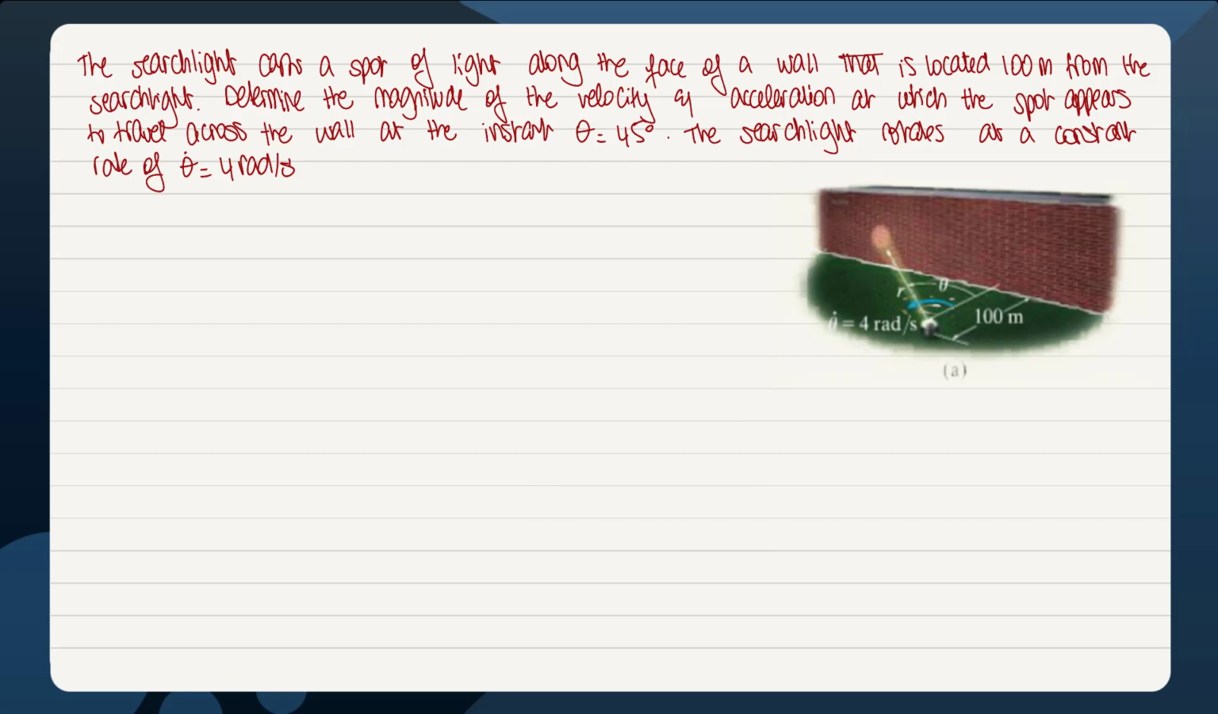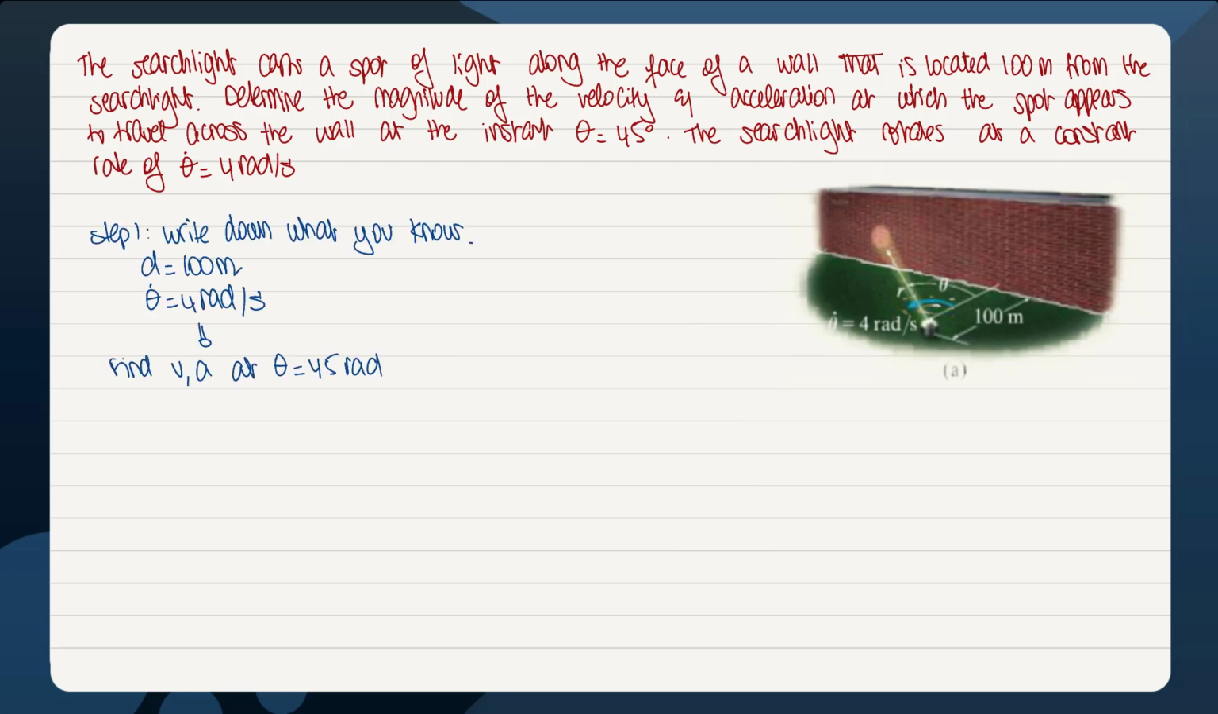In step 1, we need to write down what we know first. So we have the distance, d is equal to 100 meters. We have theta dot is equal to 4 radians per second. And we know that we're dealing with the transverse and radial framework, in which we're given theta dot is equal to 4. So we have a value for theta dot, and we do not have any expression of r as a function of time or theta as a function of time. So we're clearly dealing with the second method, in which we need to find r as a function of theta.